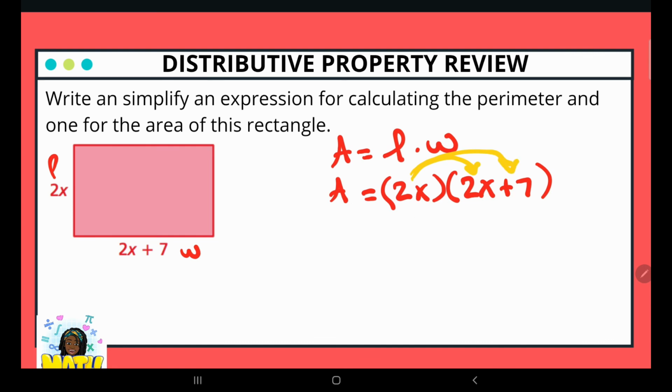Now you should remember that when you multiply a variable times a variable, that becomes squared, right? So anything times itself can be represented using squared. So 2 times 2 is 4, x times x is x squared. And then 2x times 7 is 14x. The area is 4x squared plus 14x. Whatever the units are, we don't know. But if we did know the units, it would be units squared.